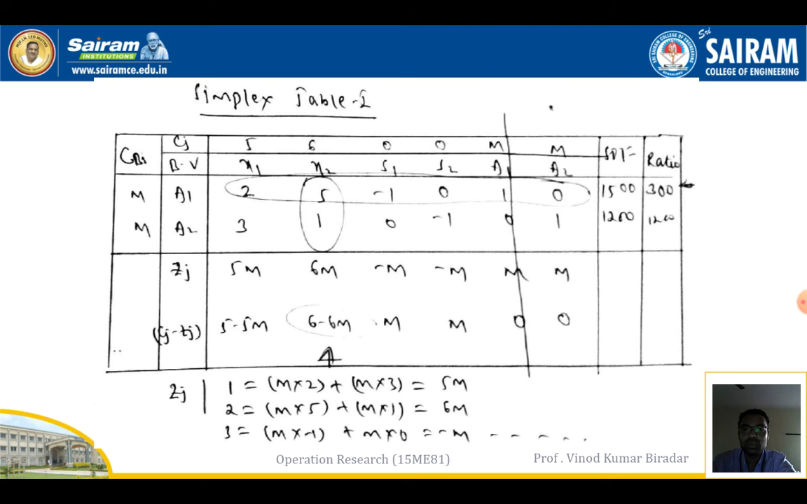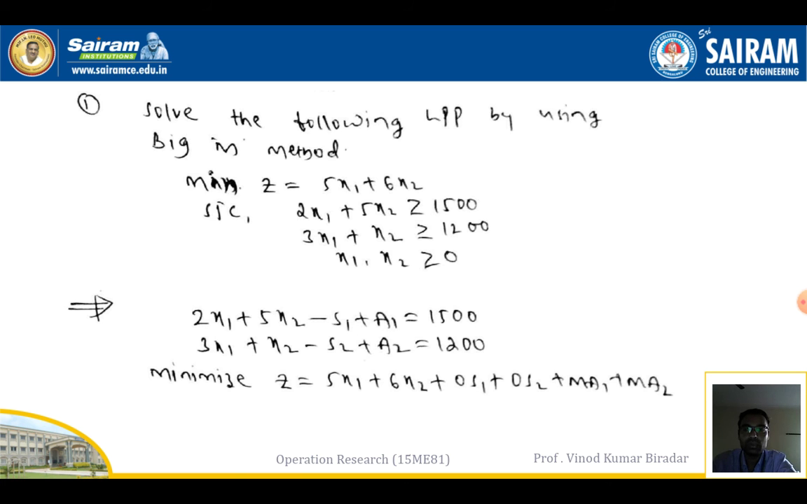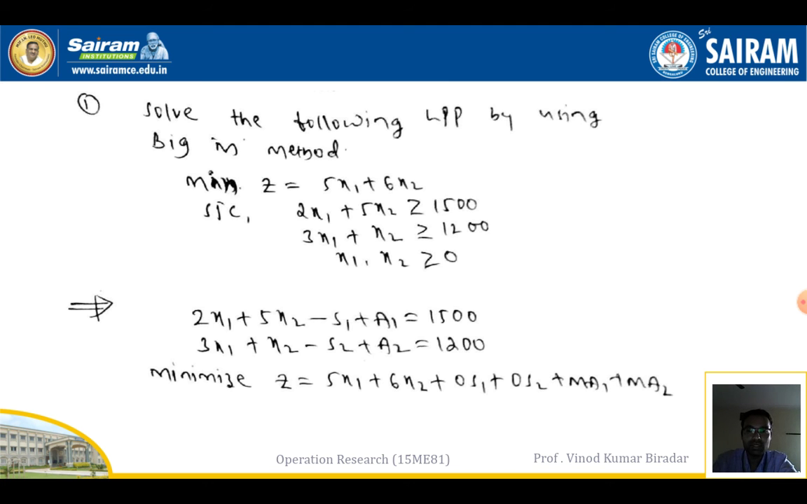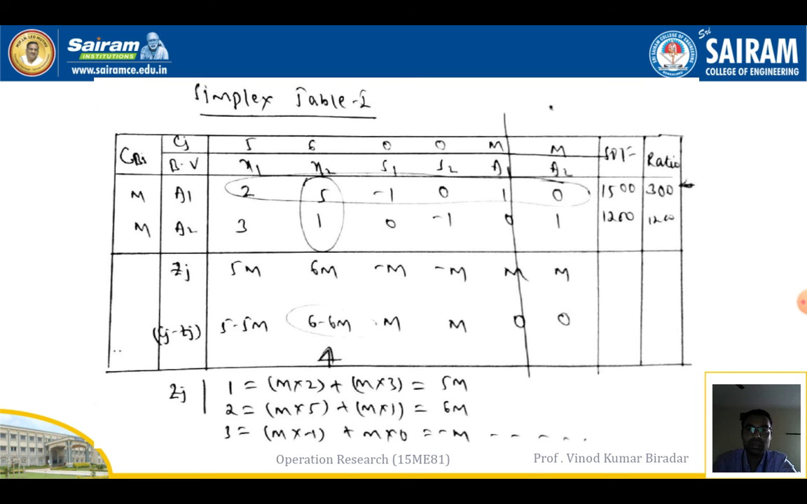So the second step is, with the help of these variables, you have to construct one simplex table. It is the same table for all the problems and all the methods. Write down here CB, the basic variable coefficient, BV meaning basic variable, and on top Cj, the coefficient of the variables, and on this side the solution and ratio. In between are the variables of the minimization equation: 5x1 plus 6x2 plus 0s1 plus 0s2 plus Ma1 plus Ma2. So x1, x2, s1, s2, a1, a2 are the variables of the minimization problem.